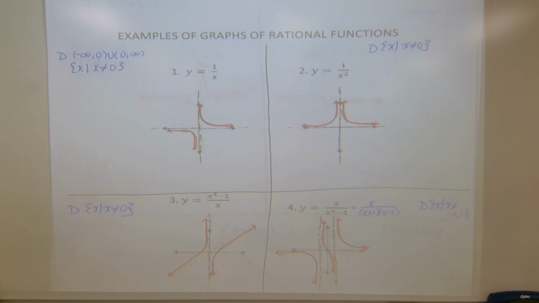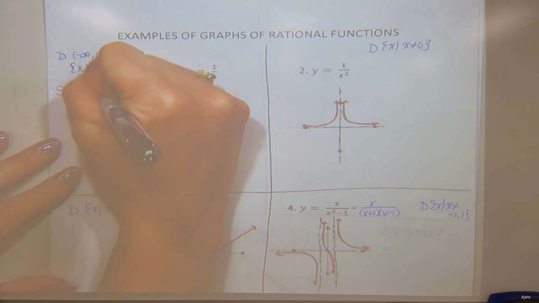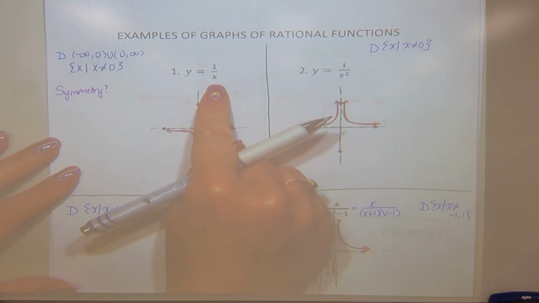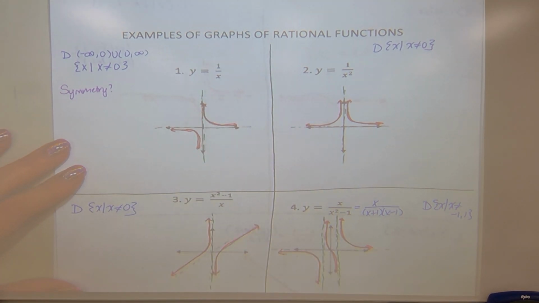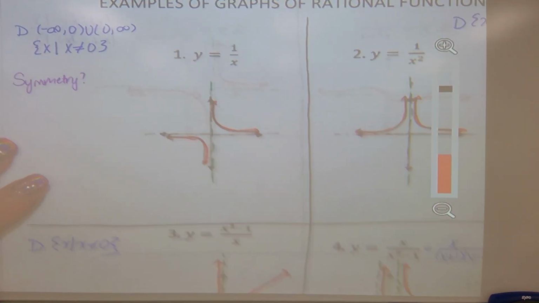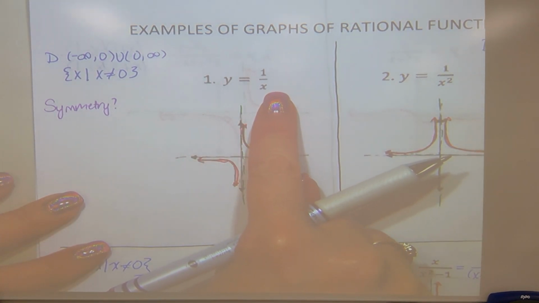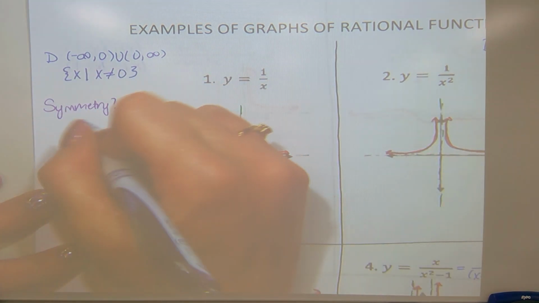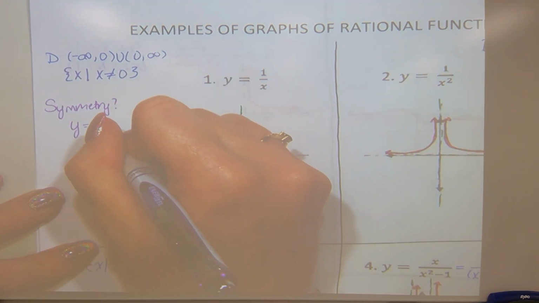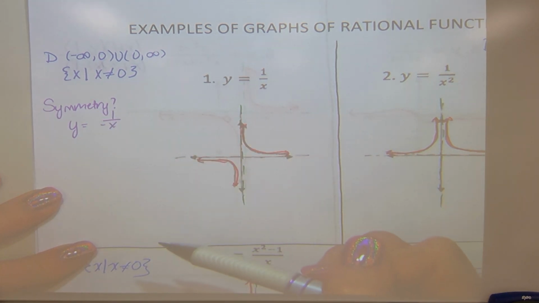Let's talk about symmetry first. When I talk about possible symmetry, remember we think about what happens if I plug in a negative x and what the function looks like. I'm going to go ahead and make this bigger so we can zoom in on particular graphs. Well, if I plug in negative x, I would have y equals 1 over negative x, which is the opposite of a positive 1 over x.